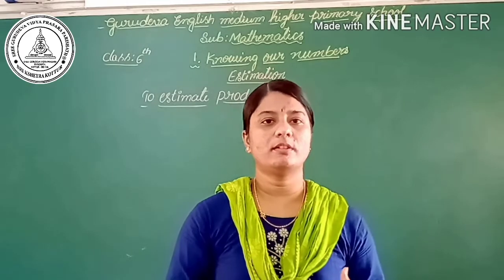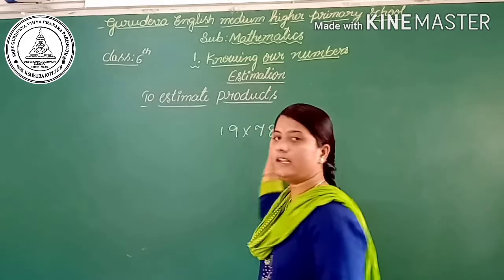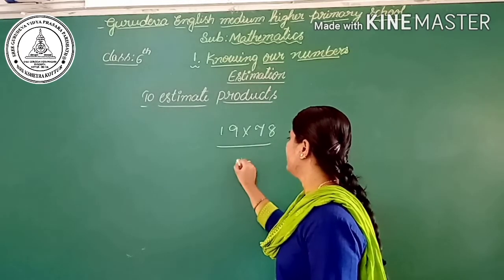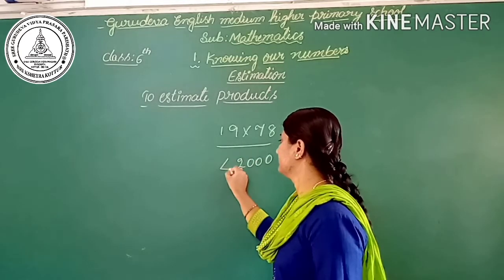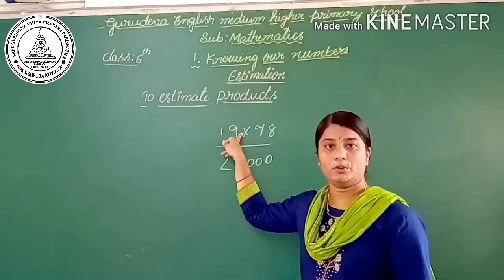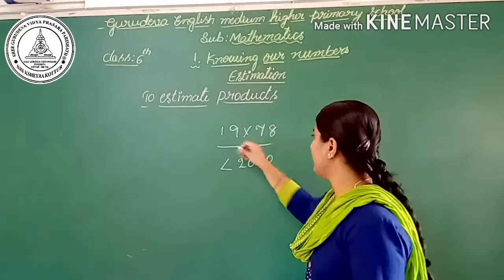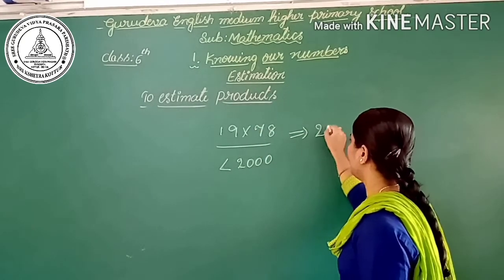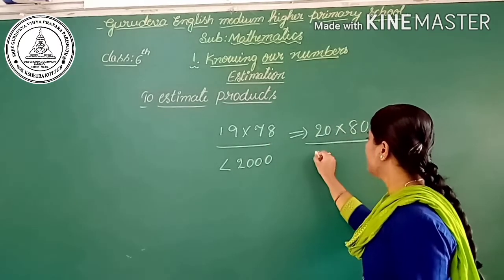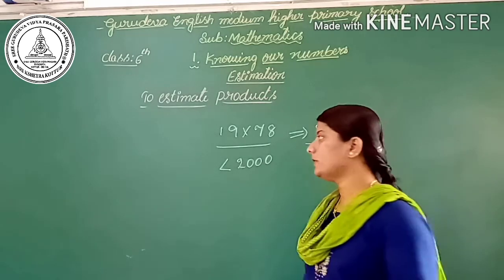How do we estimate a product? What is the estimate for 90 into 78? Yes, it's obvious that the product is less than 9000. If we approximate 90 to the nearest tens place and 78 to the nearest tens place, we will get 90 and 80. Then 9 into 8 is 72, so it is 7200. Okay, let's go to another example.